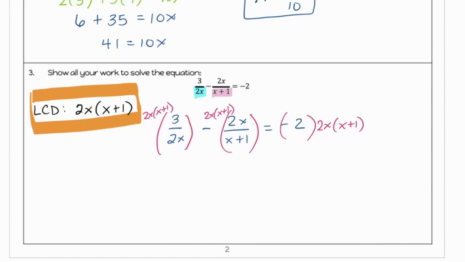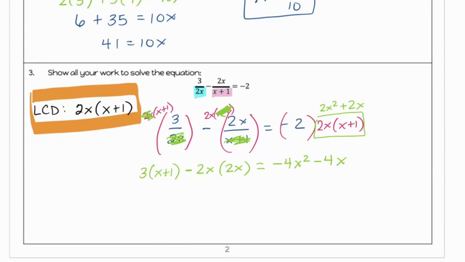So now, what's going to cancel out? In the denominator, I have a 2x. So let's get rid of the 2x. What's left? I'm left with the x plus 1 times 3, or 3 times x plus 1. Over here, I have a x plus 1 in the denominator. I'm going to get rid of that x plus 1. So what's left? I'm left with a minus 2x times 2x equals, over here, I need to multiply. So I'm going to start by multiplying this piece and then distributing the negative 2.